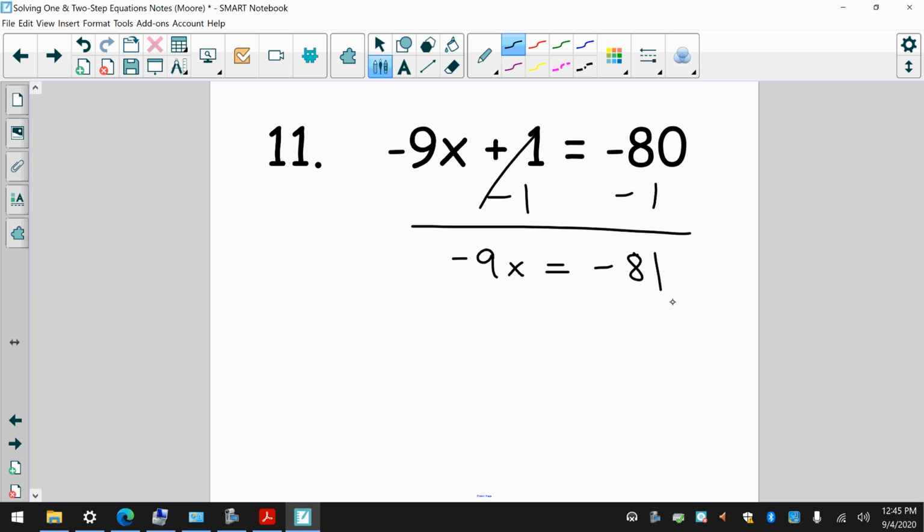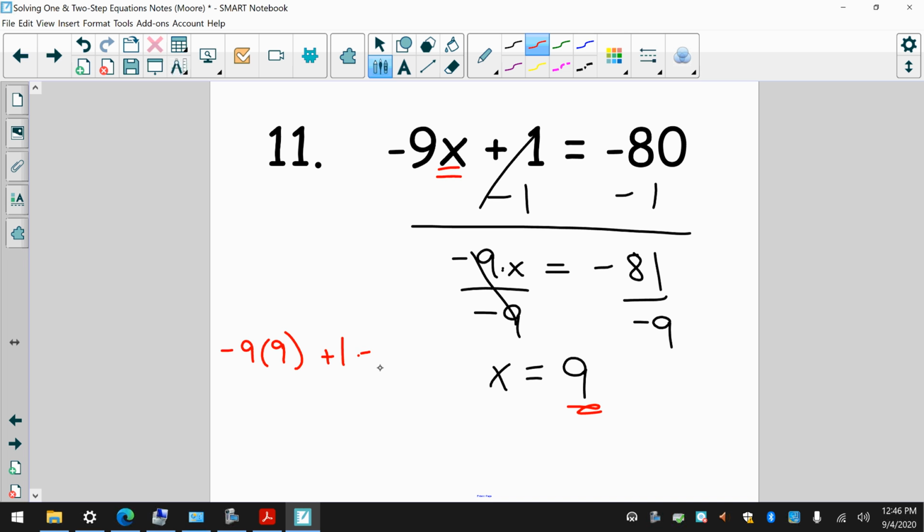Now I have multiplication left. Remember, this stands for multiplication. So I'm going to divide both sides by negative 9. x equals 9. Negative divided by negative is a positive. Let's check our answer. So I have negative 9 times, replacing it with 9, plus 1 equals, well, this gives me negative 81 plus 1, which is negative 80. And that checks out.